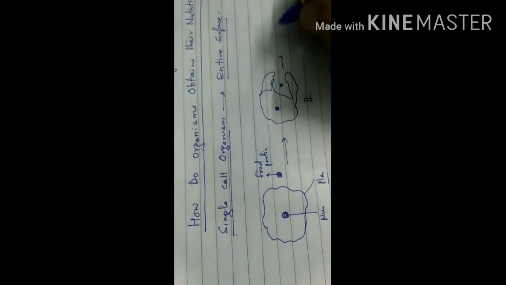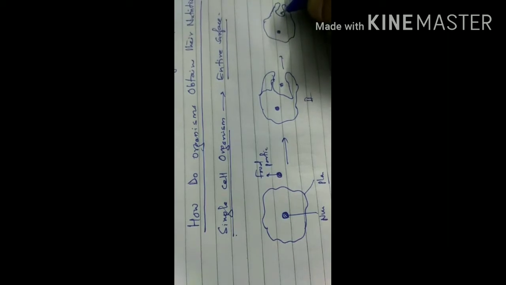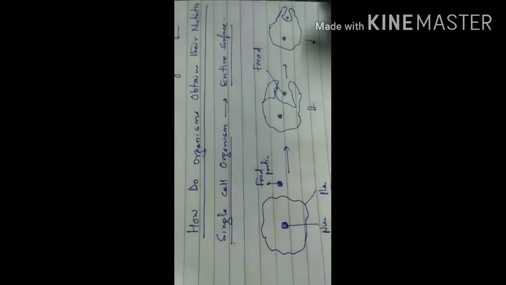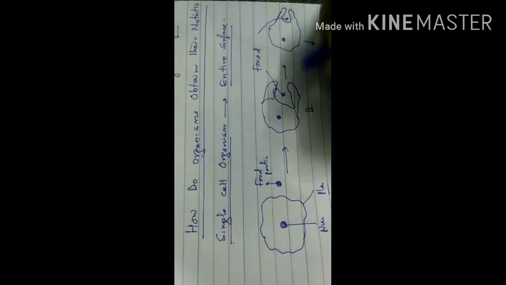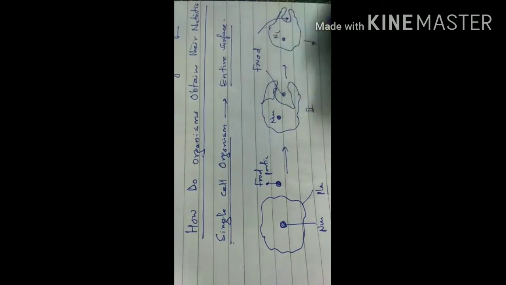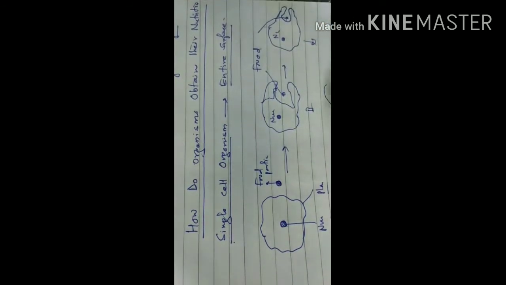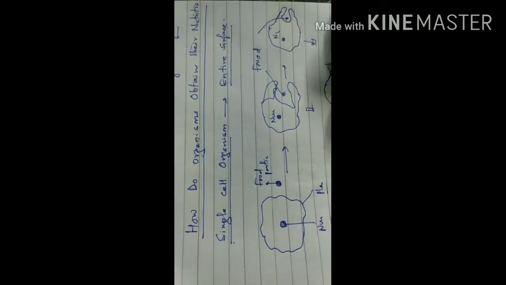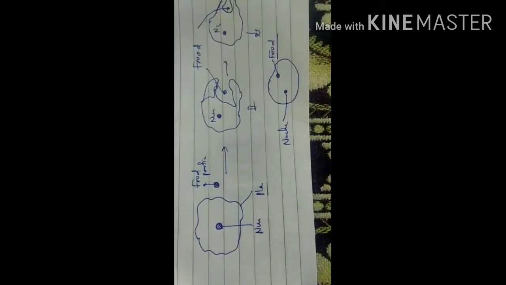Second stage. In third stage, like this, and in fourth stage, this is the food particle, this is the nucleus actually, and in fourth stage it may be the structure, this is the nucleus and this the food particle. So this is the way through which food is engulfed inside the organism.